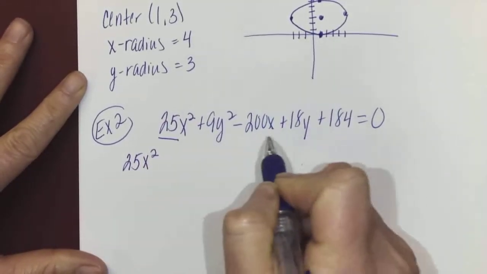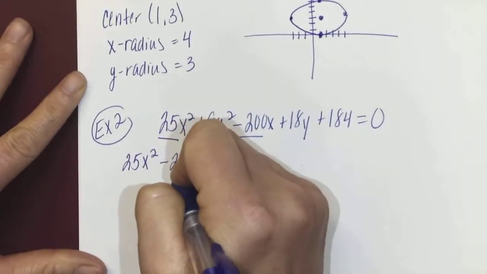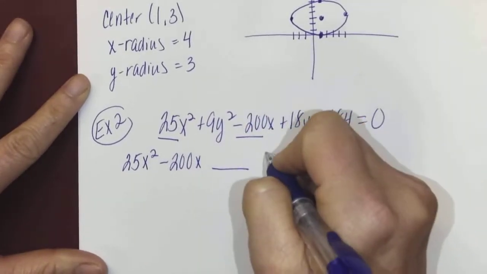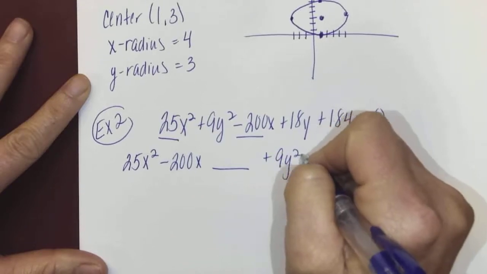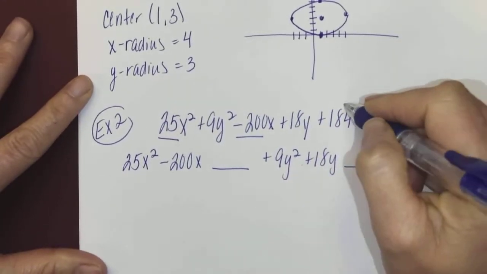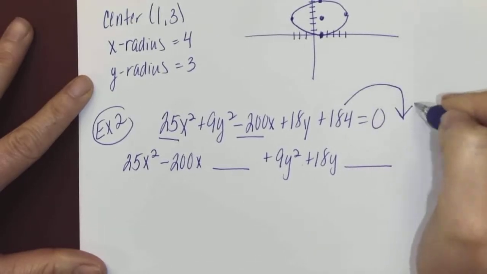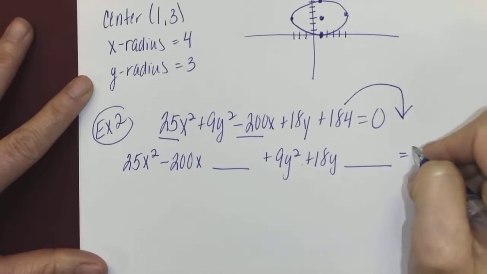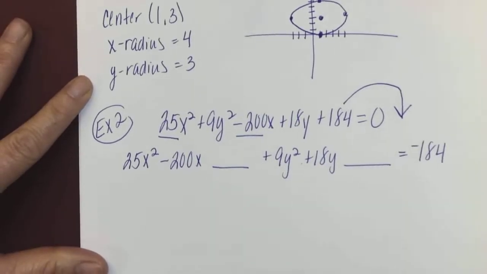I have a 25x squared and a negative 200x, blank. Then I have a 9y squared and 18y, blank. And this is neither an x or a y term, so we will take that guy over. When we do, a positive 184 would become negative 184.